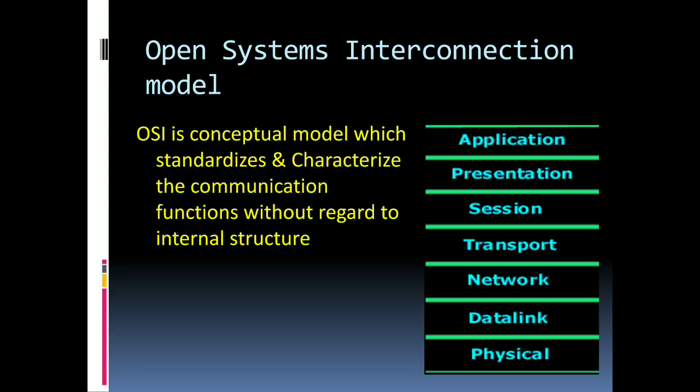So OSI is a conceptual model which defines standards and characteristics. What is conceptual? This one is just a concept. There is no internal structure, no technology, not even any technical stuff inside the OSI layer. It is just a conceptual model. You can understand that this conceptual model can be applied to any technology where communication happens. As you know, there are 7 layers in the OSI, starting from physical till the application.